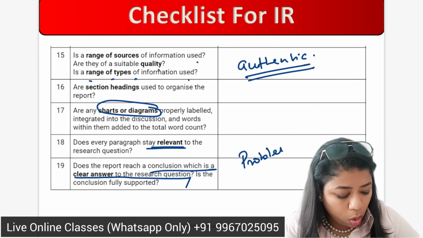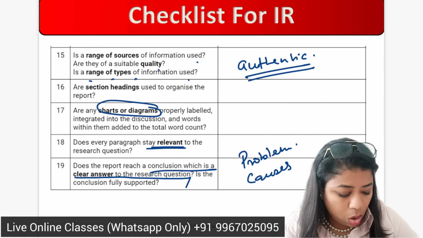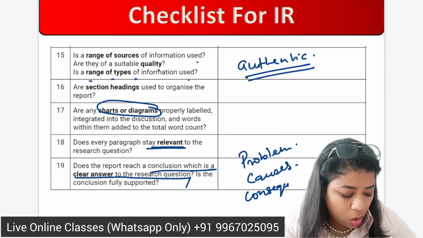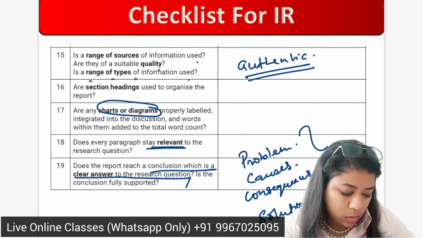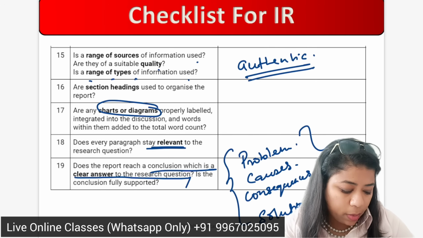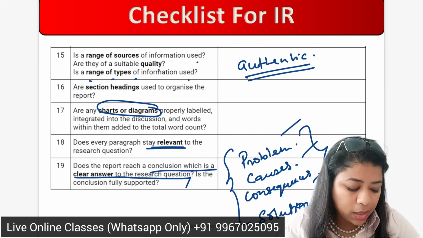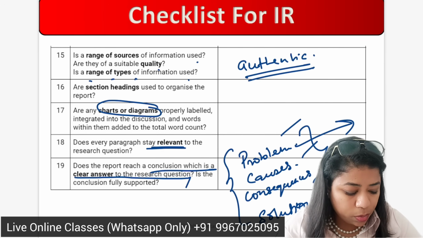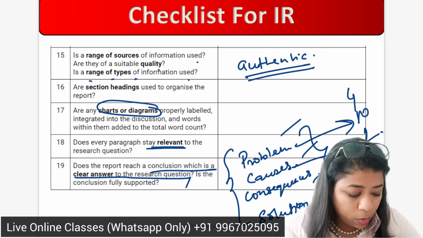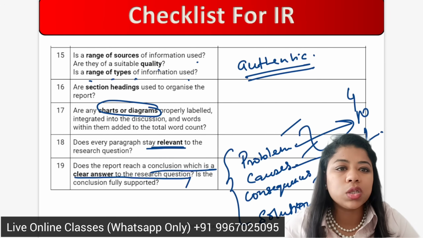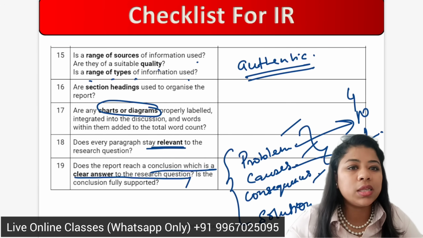So what are you showing? Problem, causes, consequences, and solution. These are 4 basic parameters you should focus on while you are even planning the essay. Under each section, problem will be your title. Under each section, what is the global problem, national problem, local problem. Causes, what is global, national, local. Consequences, what is global, national, local. So on and so forth.